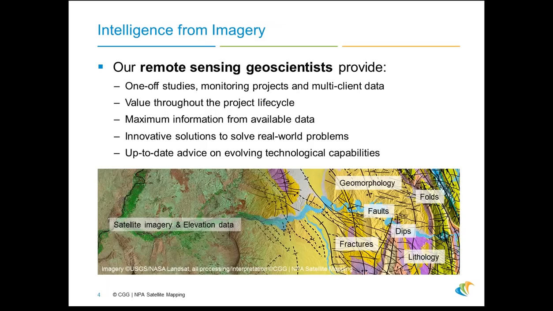NPA provides support to one-off studies as well as longer-term monitoring or multi-client data solutions as required. These solutions are invariably tailored directly to meet the client's exact requirements, whilst also pulling in up-to-date advice and knowledge on new techniques and tools to improve the project or propose them for future project developments. The example that you see on the slide here just shows a Landsat base map merging into an interpretation across the same area, just to show some of the types of features we can extract.